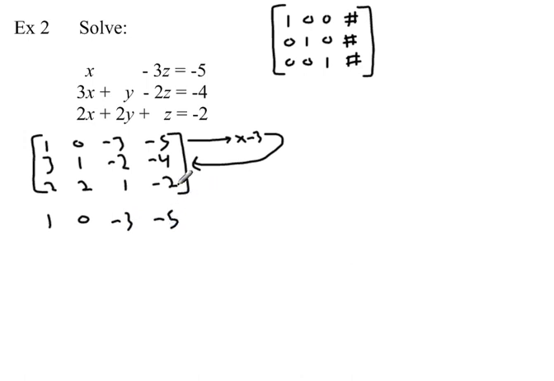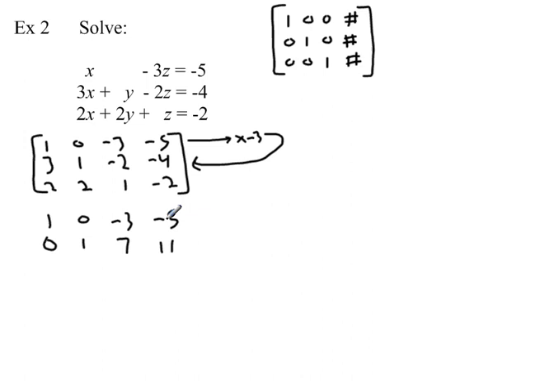Let's make a new second row. 1 times negative 3 is negative 3, plus 3 is 0. 0 times negative 3 is 0, plus 1. Negative 3 times negative 3 is 9, plus negative 2. And negative 5 times negative 3 is 15, plus negative 4.